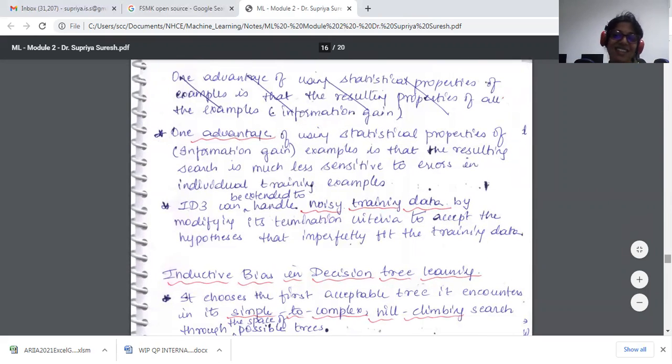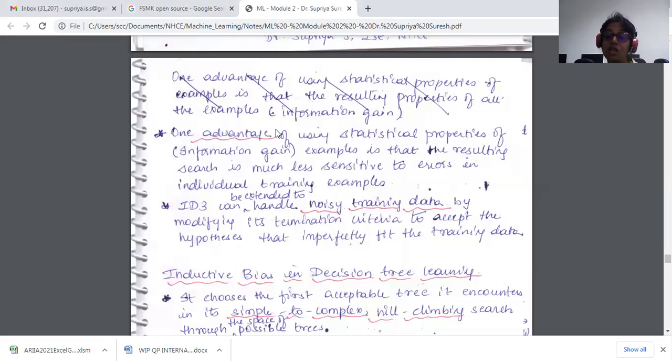Now it's talking about an advantage. One advantage of using statistical properties, that is the information gain in our examples, is that the resulting search is much less sensitive to errors in individual training examples. We saw how we calculate the information gain, right? We take the information with respect to each and every attribute, how well that attribute alone can classify the given example, or give the correct predictions. So one advantage of using the statistical properties, the average information of each and every attribute, is that the resulting search is much less sensitive to errors. This is one of the major advantages.